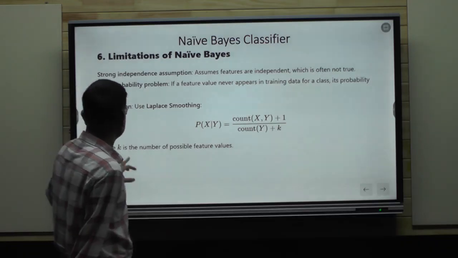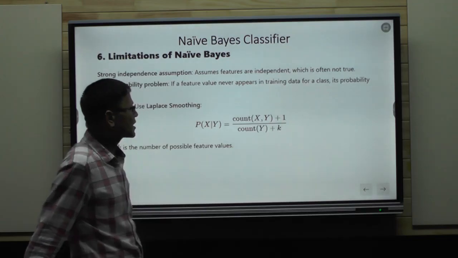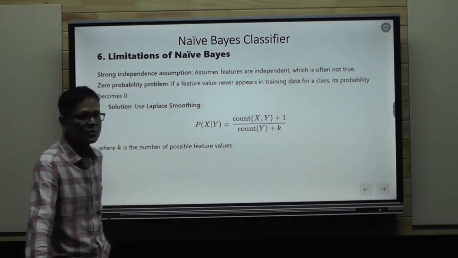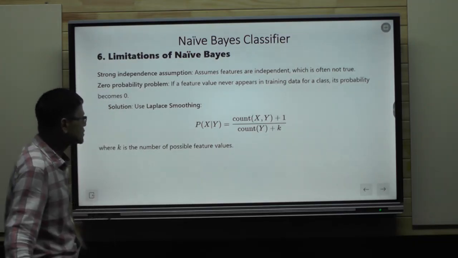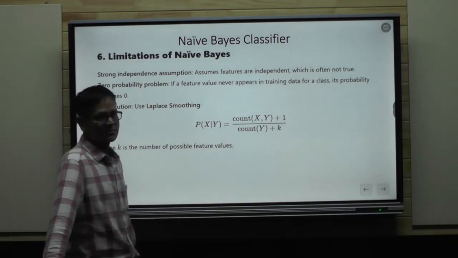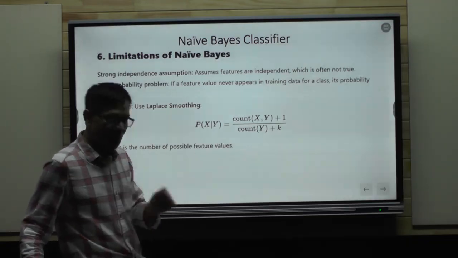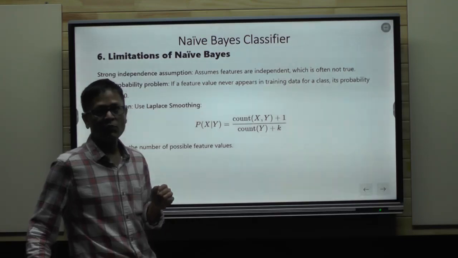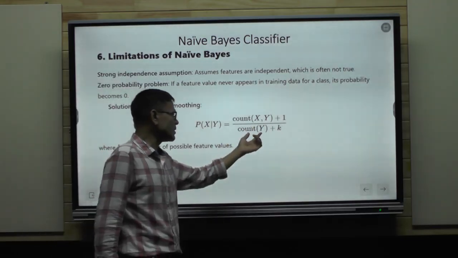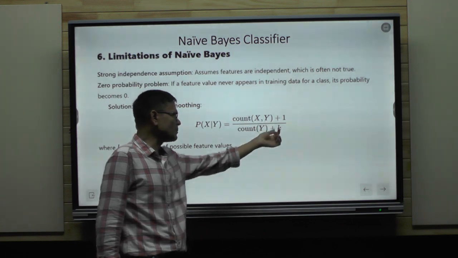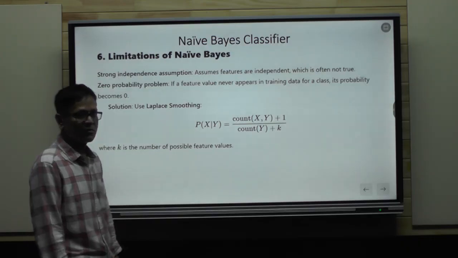Okay, but most of the time it is true. So the zero probability problem: if a feature never appears in the training set for a class, its probability becomes zero. That is a very bad thing. The solution is we can use Laplace smoothing. We will give some value to that; we will not assume absolute zero for that feature. That is count of xy plus 1 divided by count of y plus k, where k is the number of possible feature values.